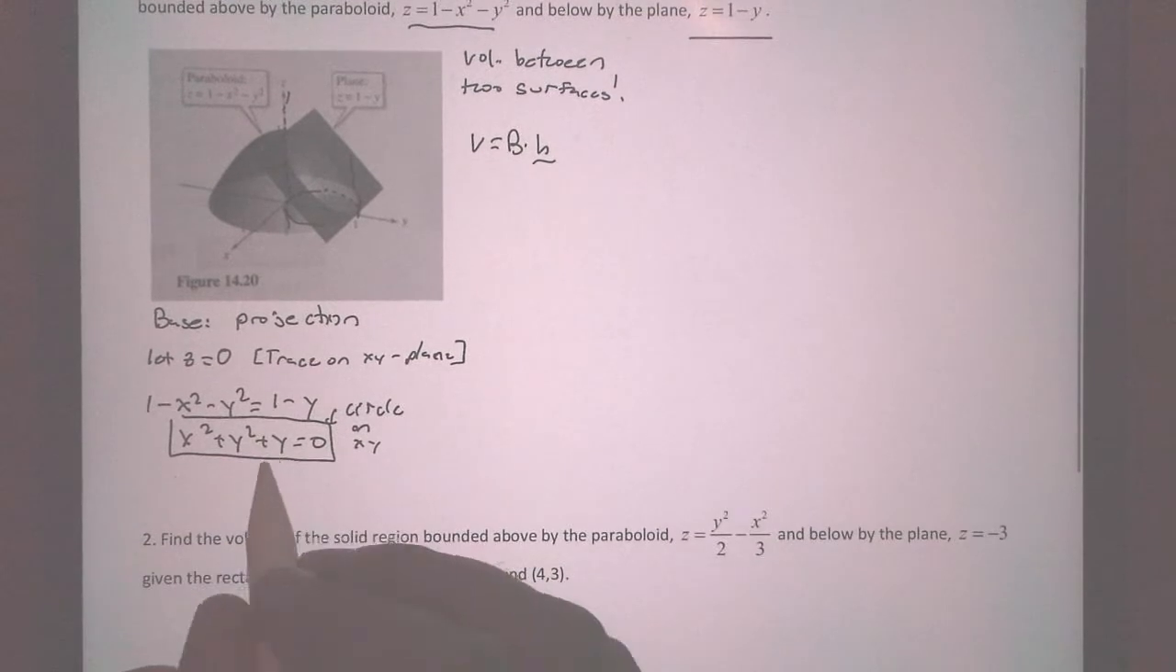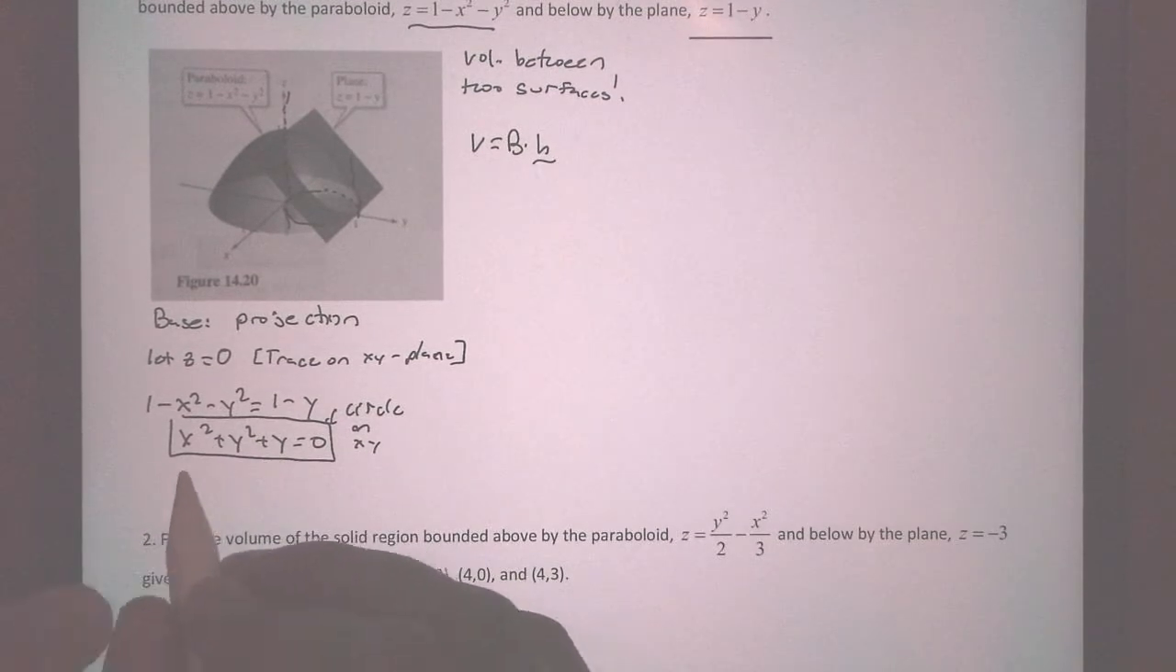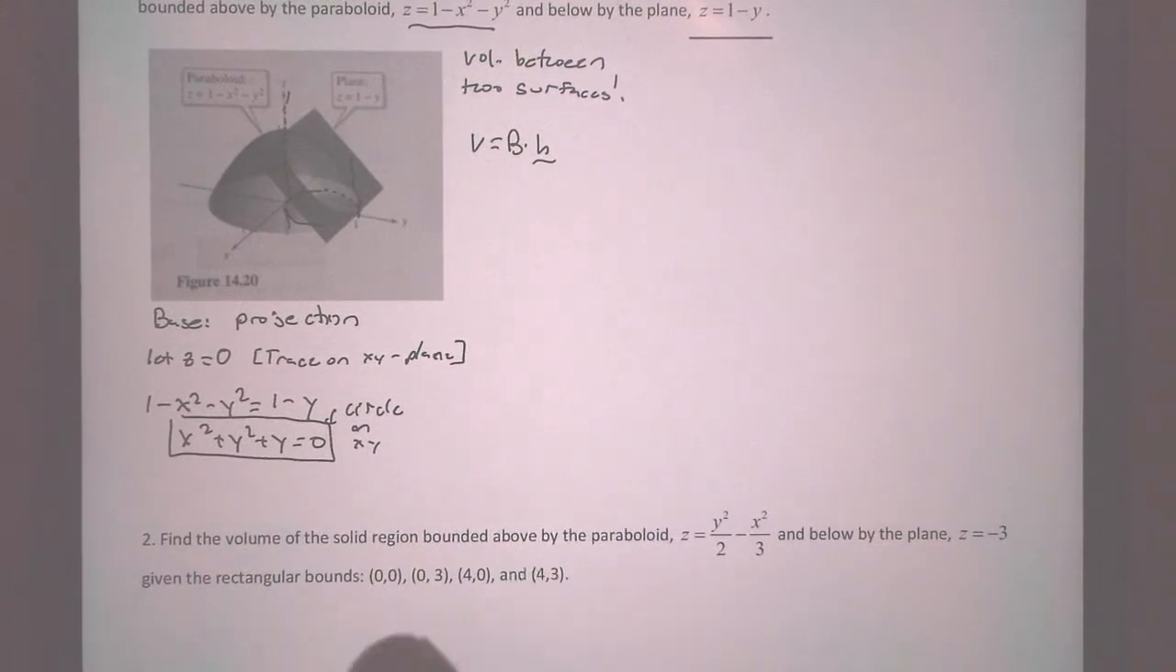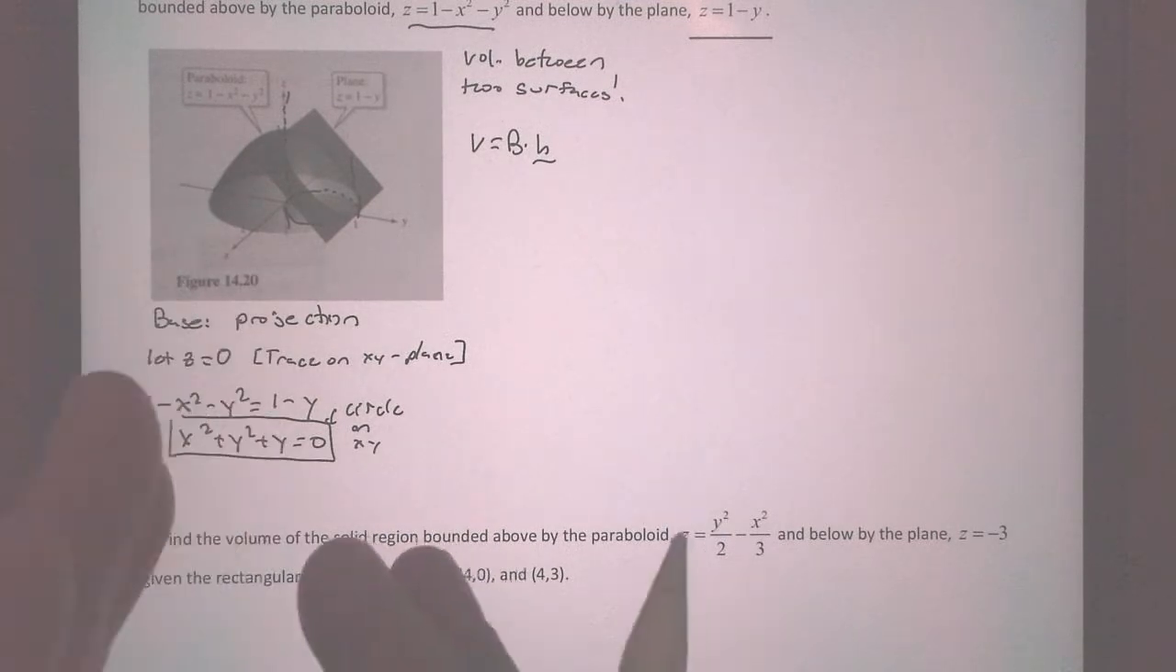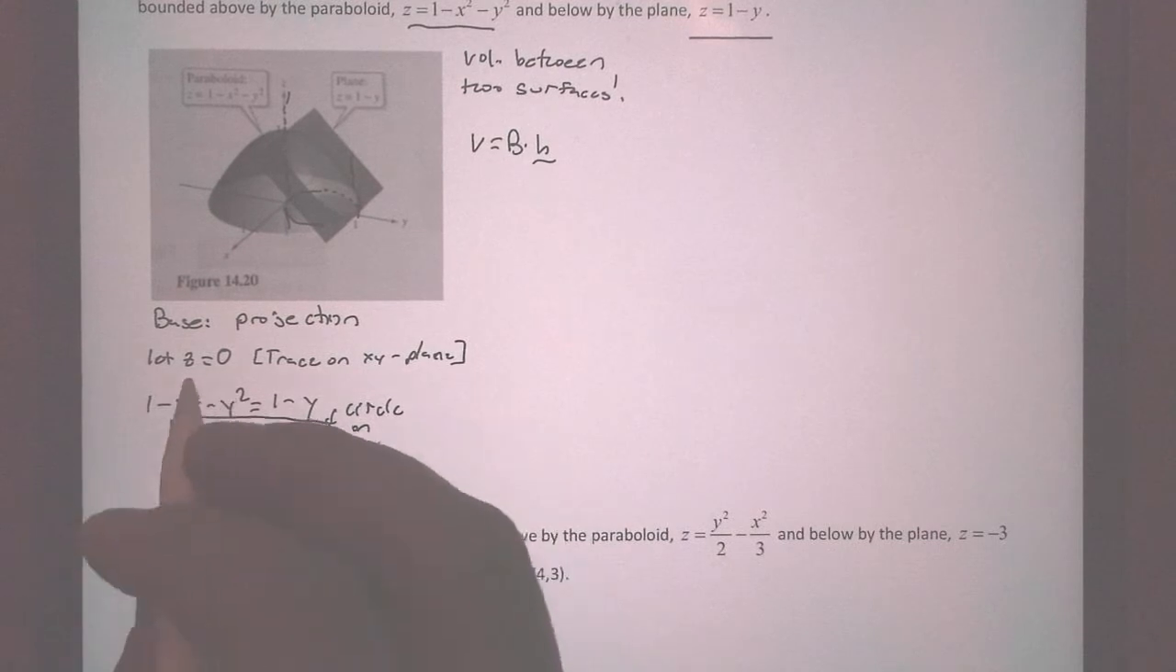Now, if we complete the square, we can actually find out the center, location, the radius, and everything of the circle, which is something we will probably need to have. So let's go ahead and do that.